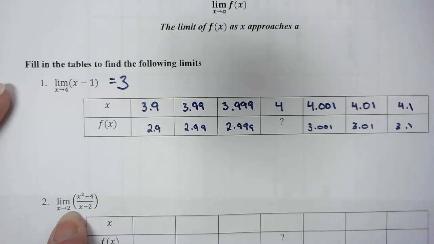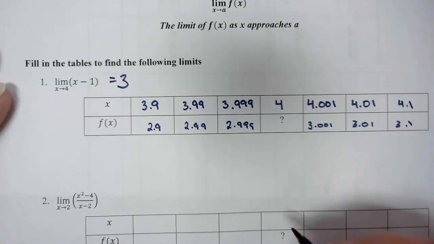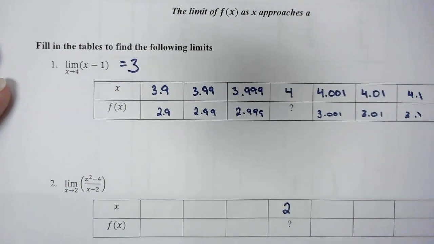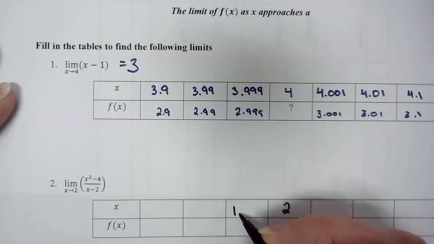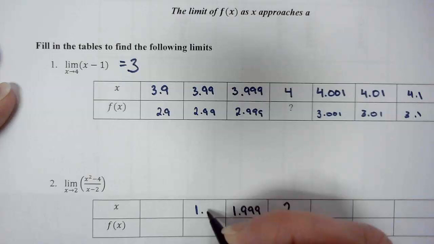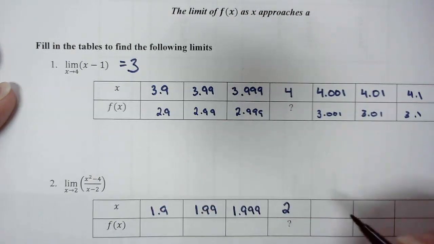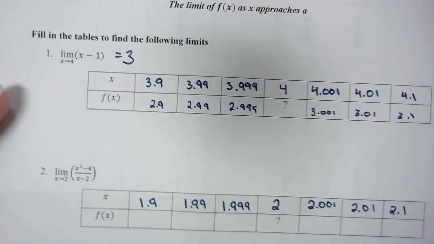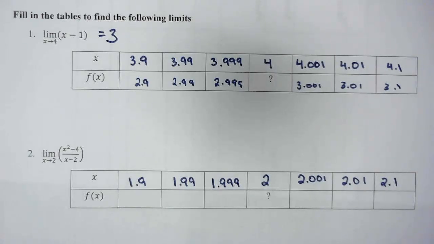If I plug in 2 for x, I get 2 squared minus 4 over 2 minus 2. I would get 0 over 0. I would get bad, bad, bad. So on this one, I really do have to do some work. So to the left of 2, let's put 1.999, 1.99, 1.9, and 2.001, 2.01, and 2.1. I want to find out where we're approaching because I cannot just plug in 2.